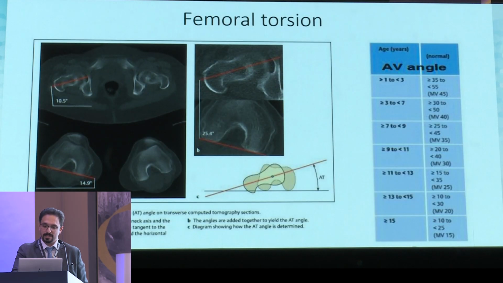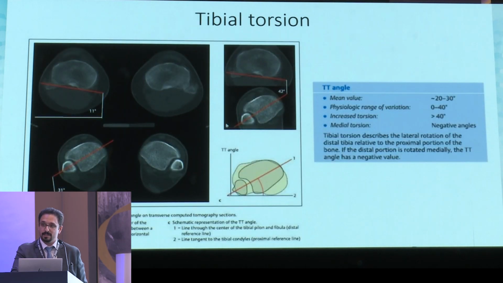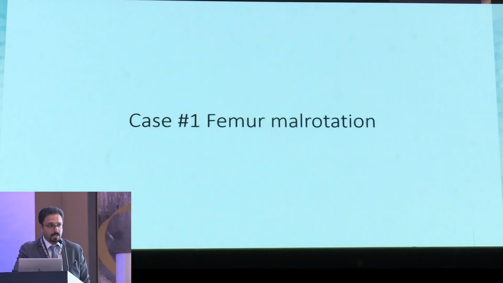I'm going to demonstrate some cases. Then we can also assess radiologically with a rotational profile. We measure the relationship in the axial plane between the proximal femur to the distal femur and the proximal tibia to the distal tibia. This is not something that we use to help in decision-making for treatment. This is just to validate our physical examination findings. I'm just going to show some cases.